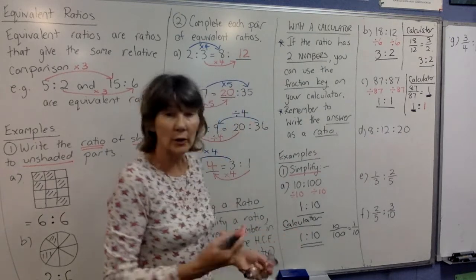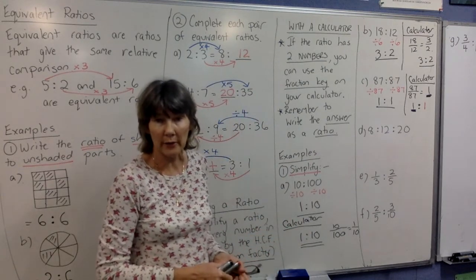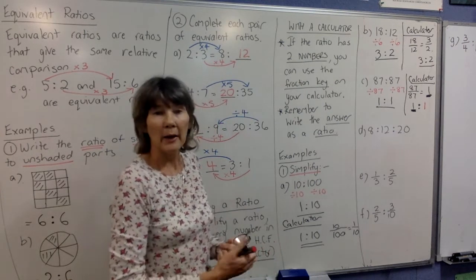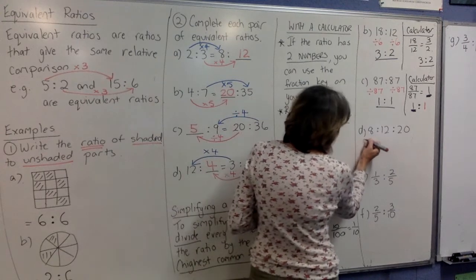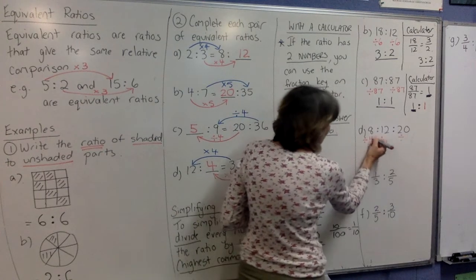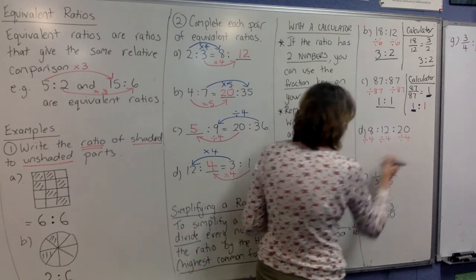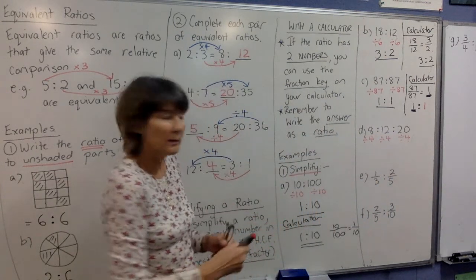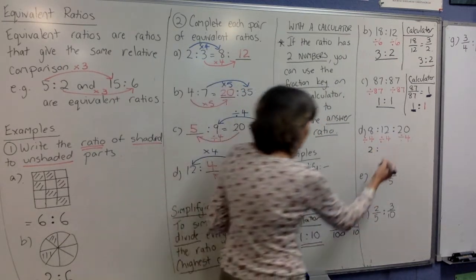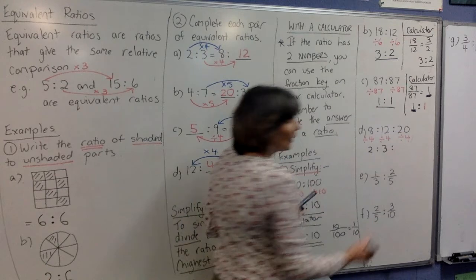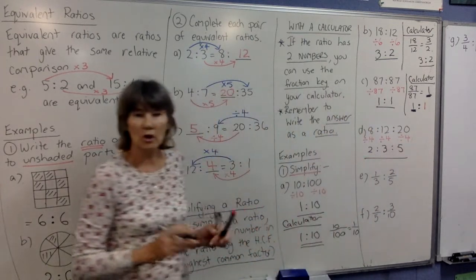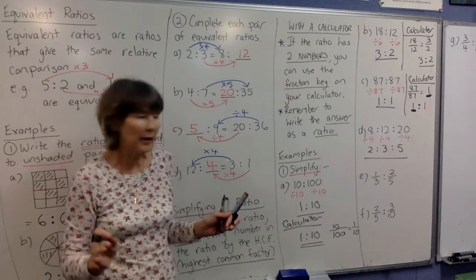The next one has 3 things, so you can't use your calculator on the fraction key for this. You've got to look at 8, 12 and 20 and work out what number goes into all of them. If you think about it, that would be 4. Then divide all 3 of them by 4. 8 divided by 4 is 2. 12 divided by 4 is 3. 20 divided by 4 is 5. And that's it, you're finished. So you cannot use the calculator on that one.